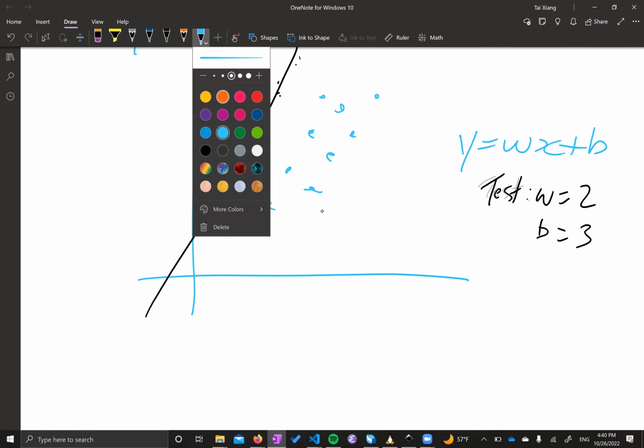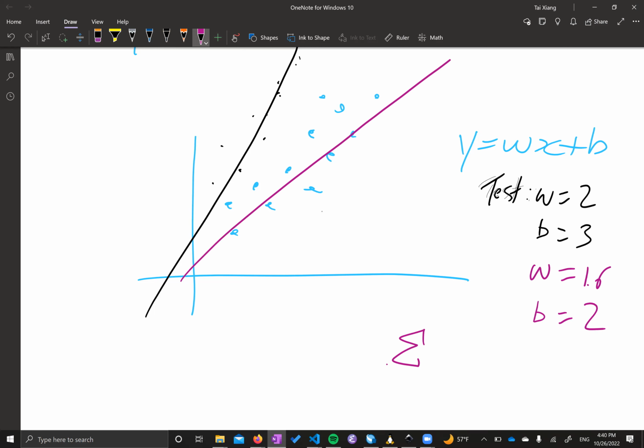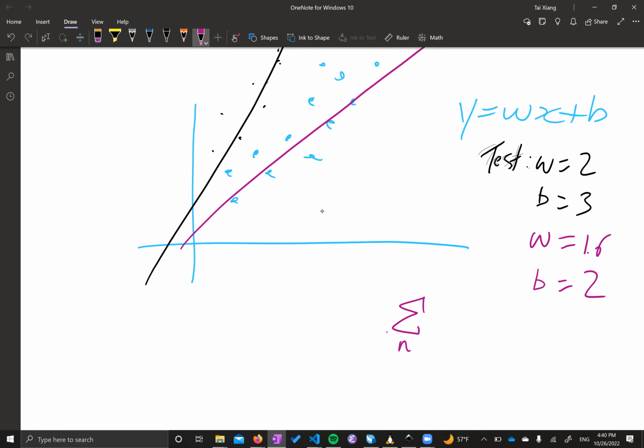So let's say we see error is high. We try another set: w equals 1.6 and b equals 2. And we say, okay, this line might look something like this. Now we do the same thing. We compute the mean squared error as we did last time. I'm going to define that right here for y'all, just so we can review it. The mean squared error is the summation, over all your input data points, of the predicted value y hat minus the actual value y, squared.